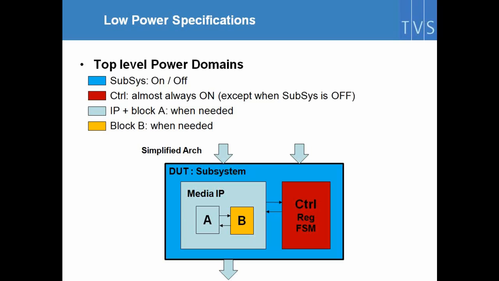And then you've got the IP itself, which is doing its own processing in general, but some blocks, here the block B, are not needed all of the time. Unfortunately, it's also a block which consumes lots of power, so they need to switch off or to reduce the power of this block depending on the applications.